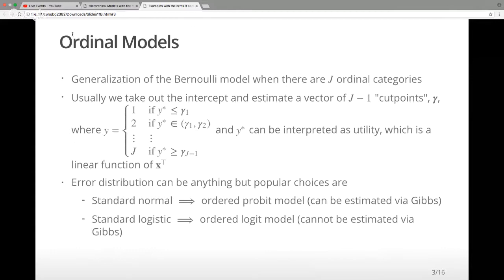So, questions about a setup like this or its applicability to social science?